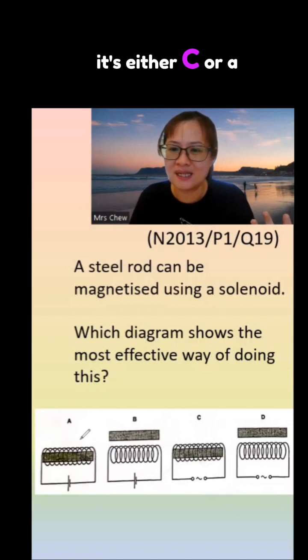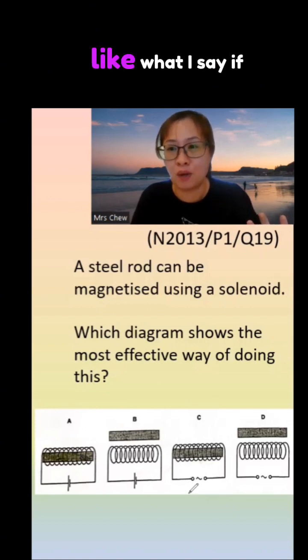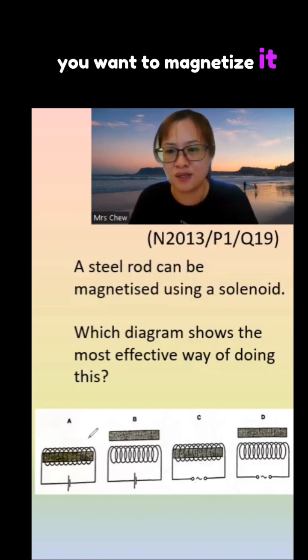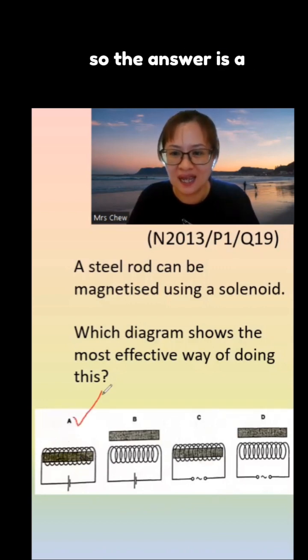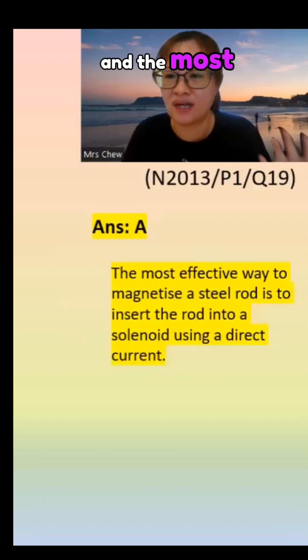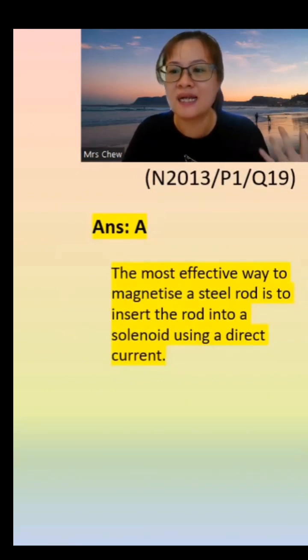So it's either C or A. Like what I say, if you want to magnetize it, we use a DC circuit. So the answer is A. And the most effective way to magnetize a steel rod is to insert the rod into a solenoid using a direct current, only in one direction.